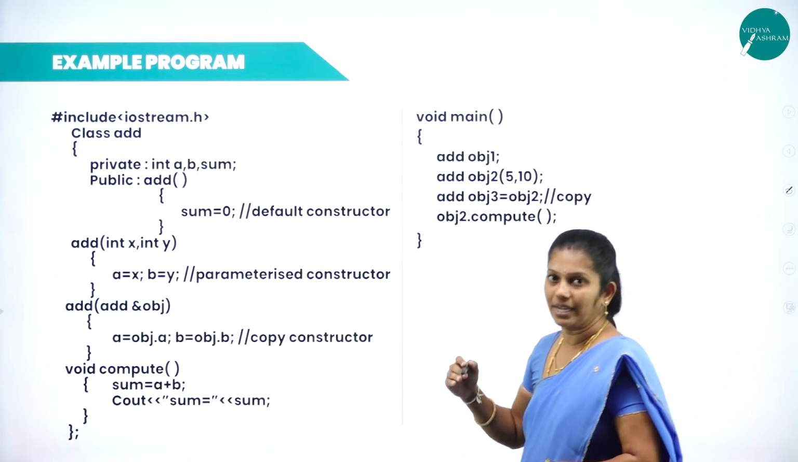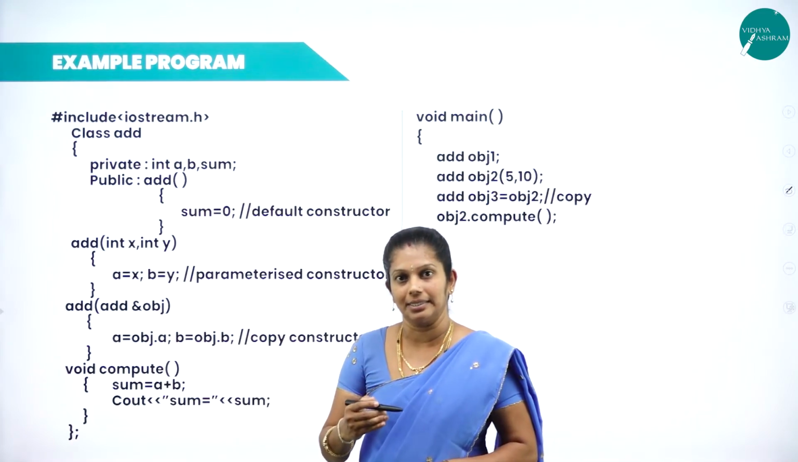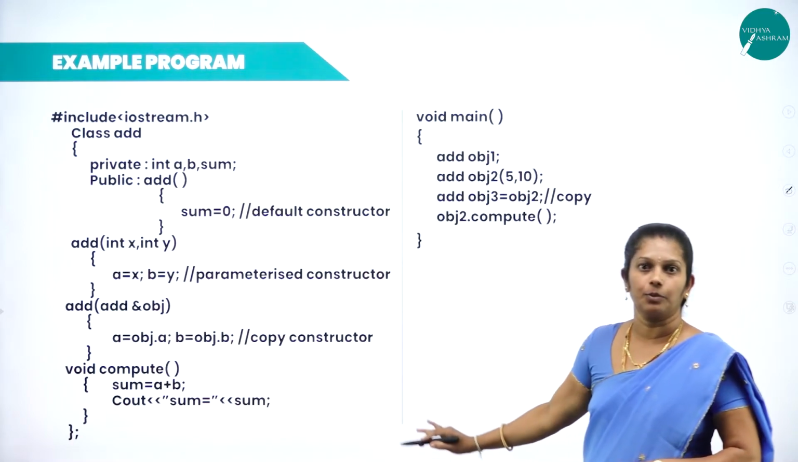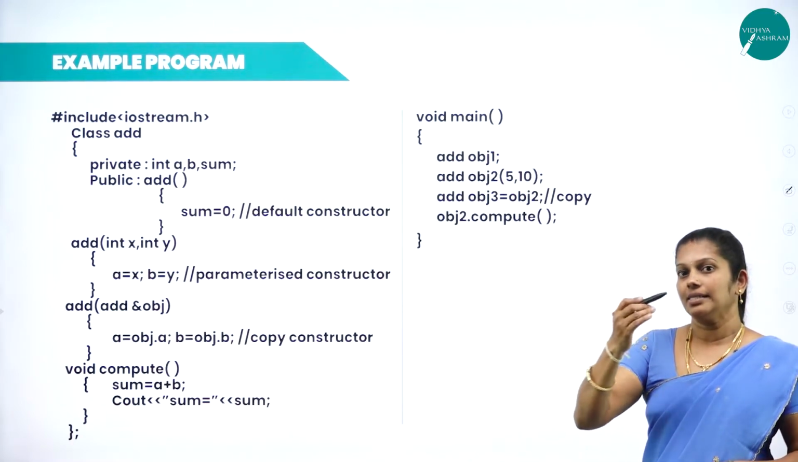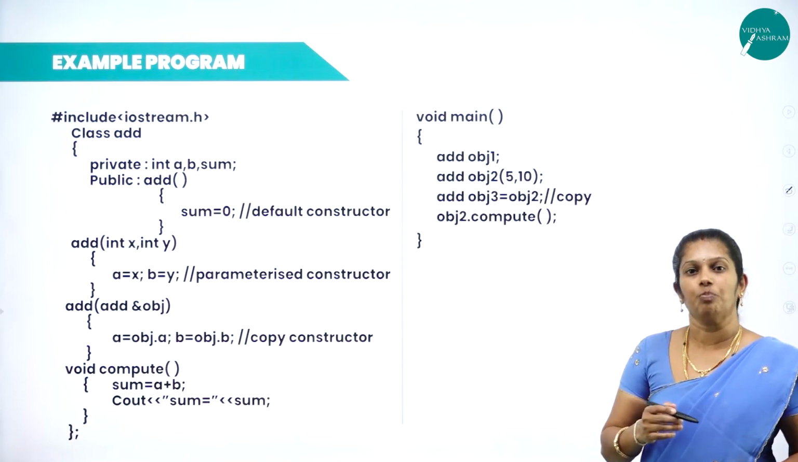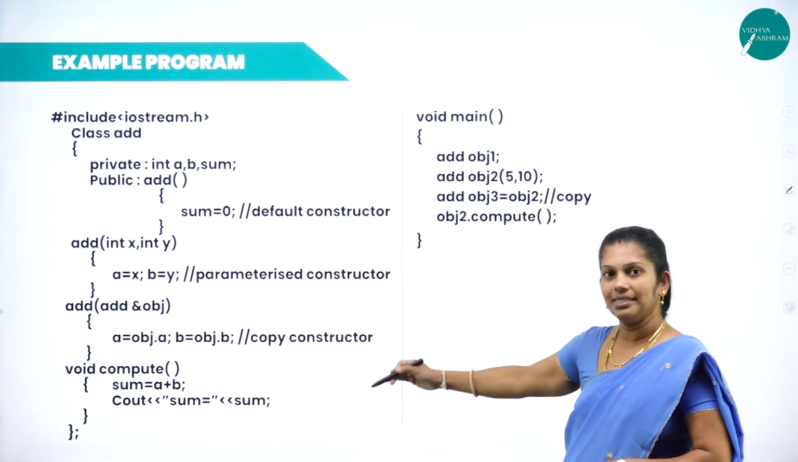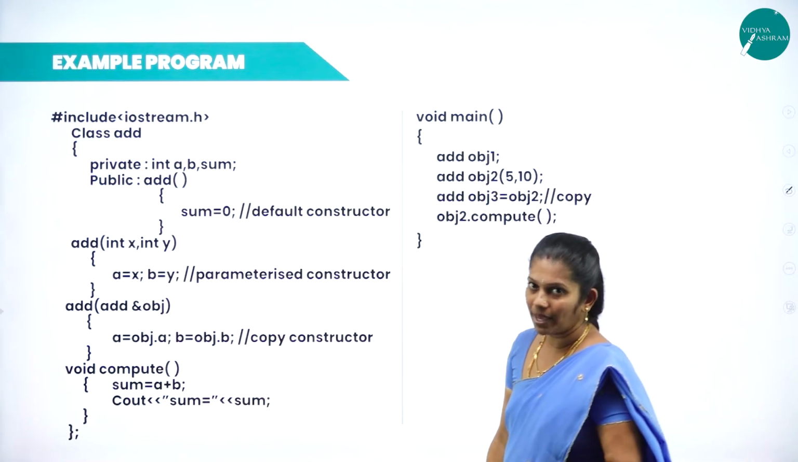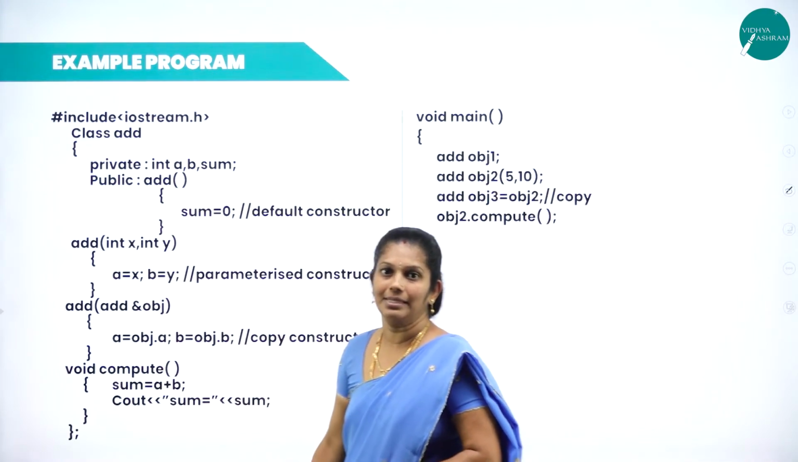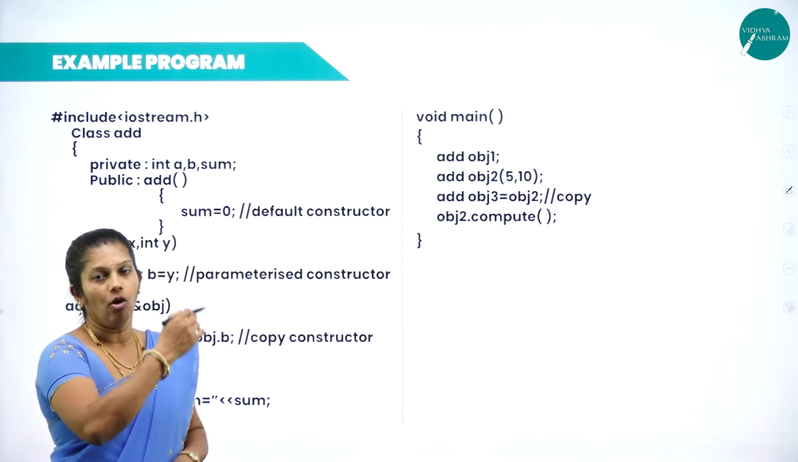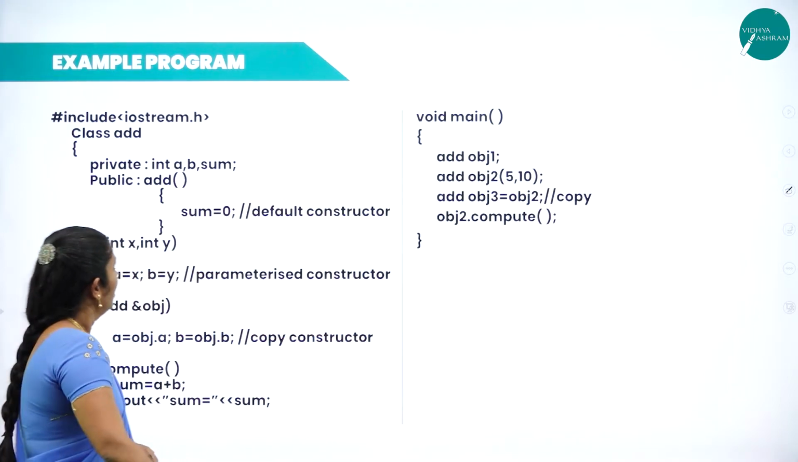In the exam, if you get the question, what is a default constructor, explain with an example, then you have to write the definition, and you have to write this program. Otherwise, in the exam, if you get the question, what is a parameterized constructor, explain with an example, then you have to write the same program. For the copy constructor also, you can give the same example program here. It means that in the same program, we have written all the 3 concepts.